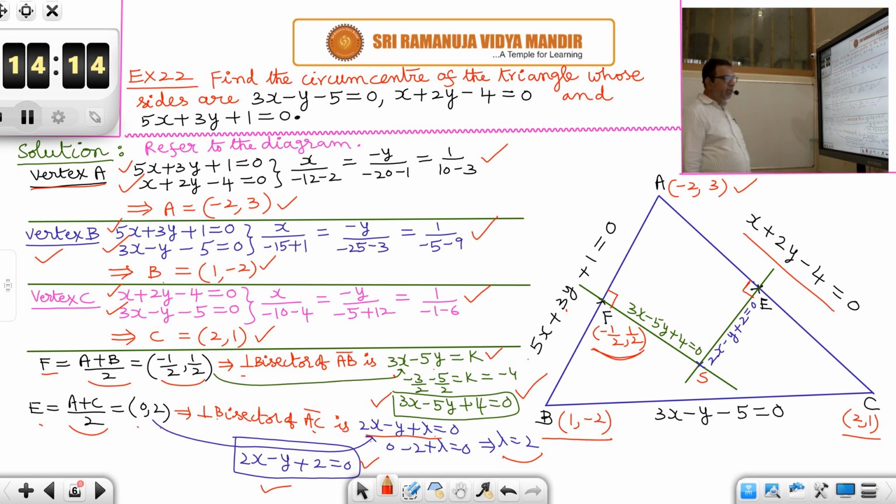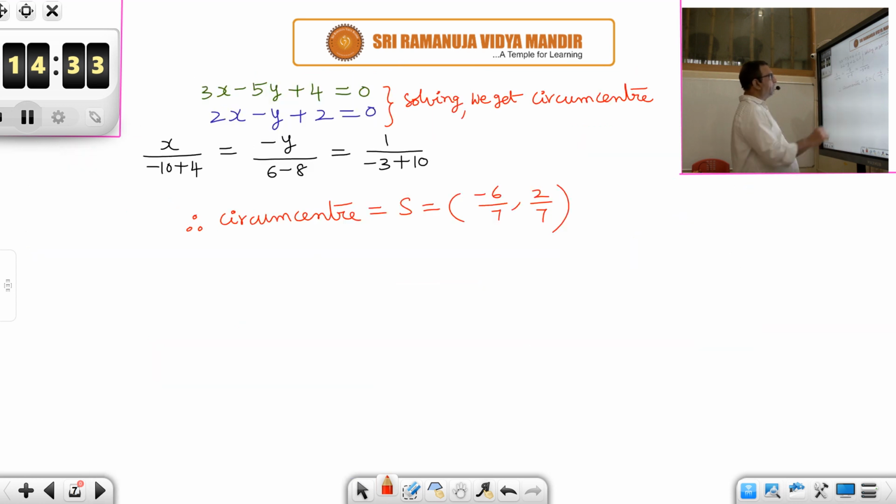Okay. E, 0 comma 2, I have to mark. These two sides are equal. Okay. So I have found two perpendicular bisector equations, one in green color, the other in blue color. By solving them, I get the circumcenter. Next page. So these are the equations. Just by using the rule of cross multiplication, I have found the circumcenter. It has fractional coordinates: minus 6 by 7, 2 by 7.